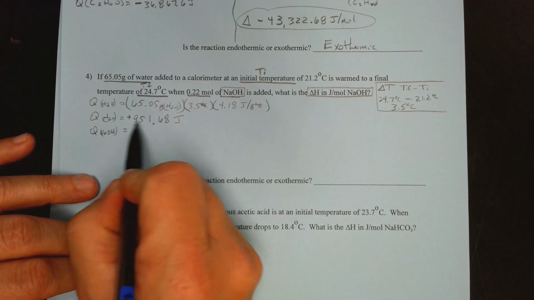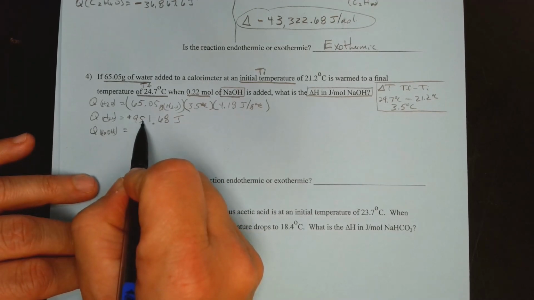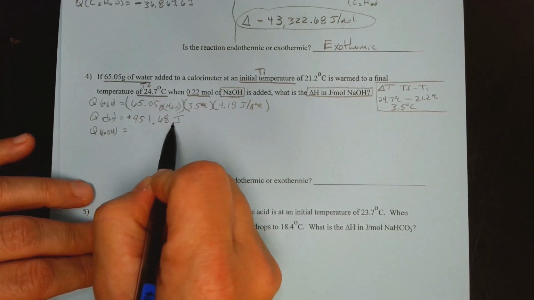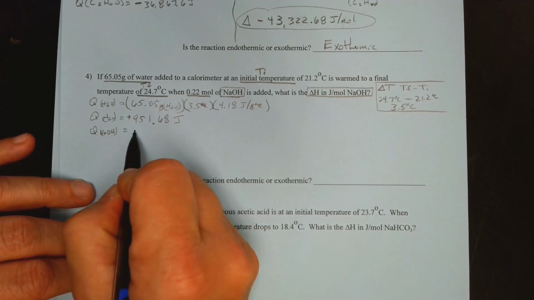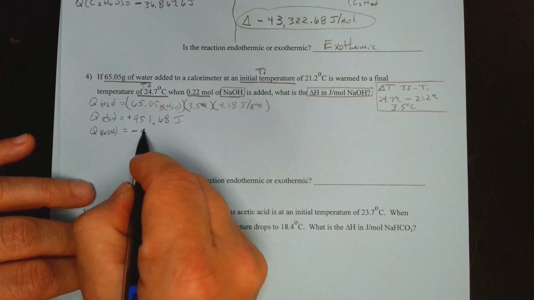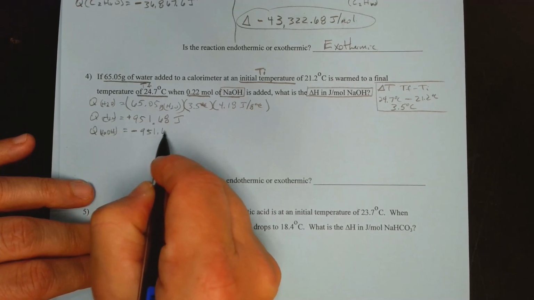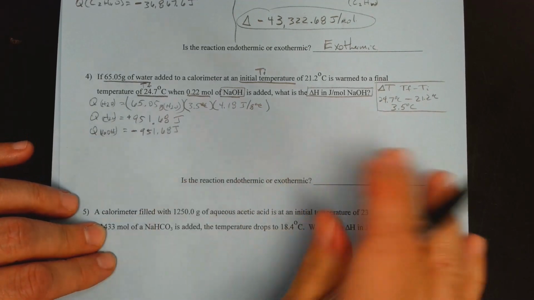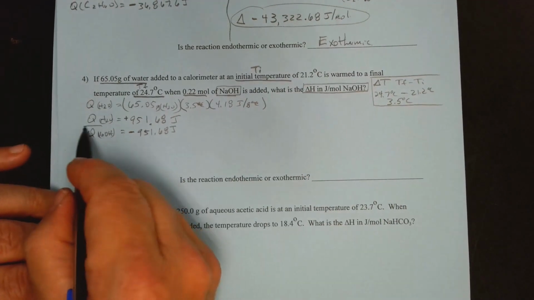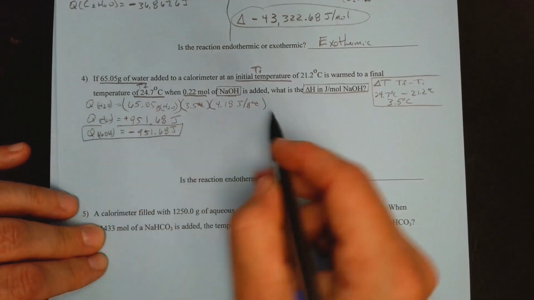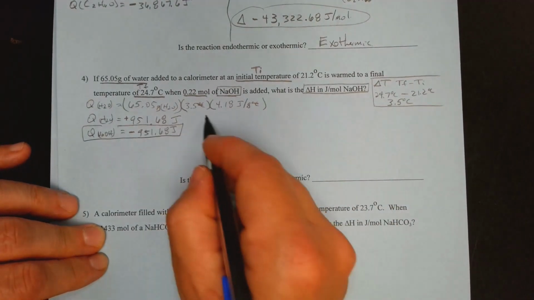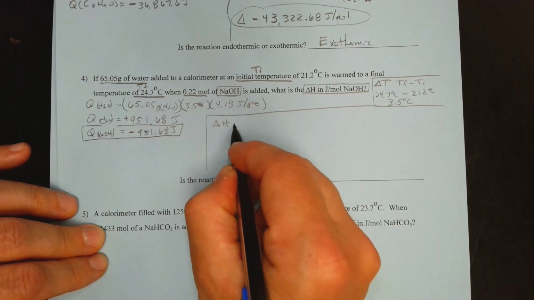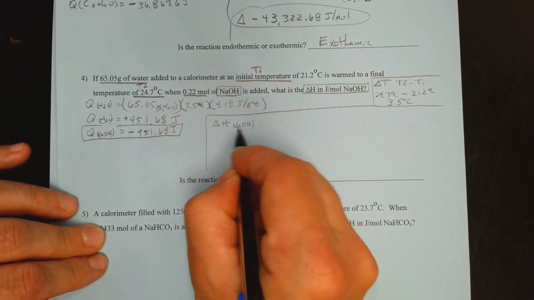If the water gained 951.68 joules from the sodium hydroxide, it means that the sodium hydroxide lost 951.68 joules of energy, specifically heat energy. So this becomes the Q that we are going to use to calculate our delta H for my sodium hydroxide, my NaOH.